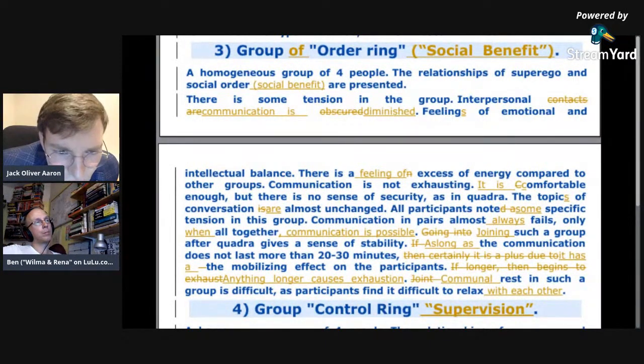Joining such a group after a quadra gives a sense of stability. So you have to be in a quadra first and go into one. Such a group after quadra gives stability as long as the communication does not last more than 20 to 30 minutes. The mobilizing effect on the participants. Anything longer causes exhaustion. Rest in such a group is difficult, as participants find it difficult to relax.